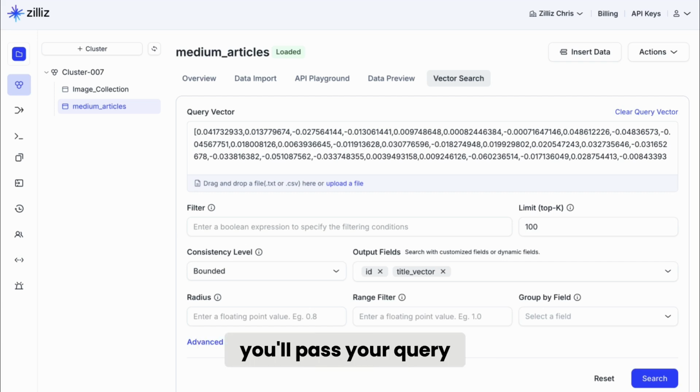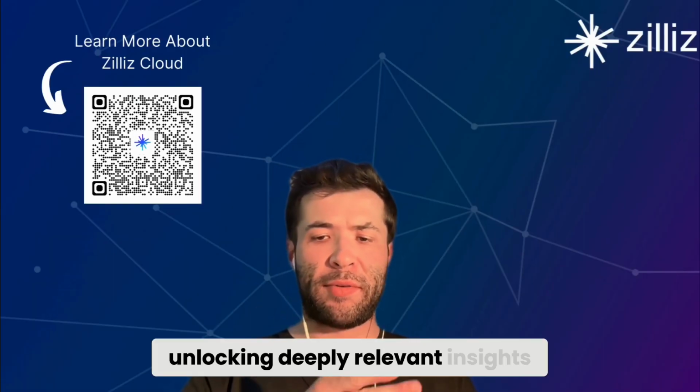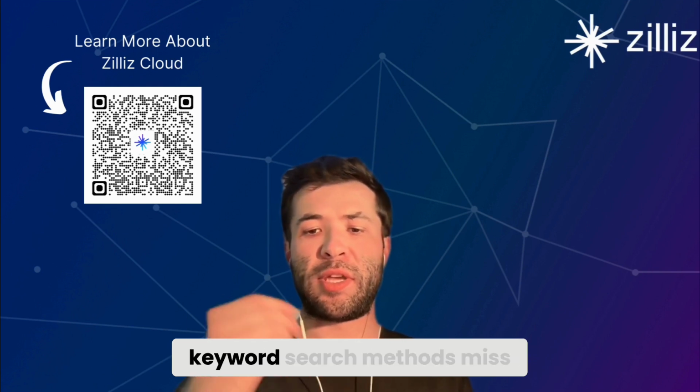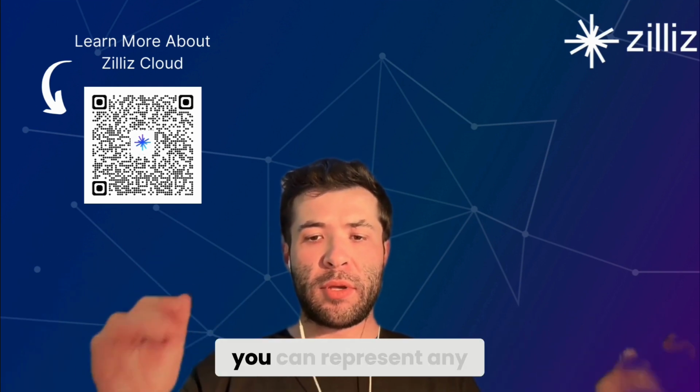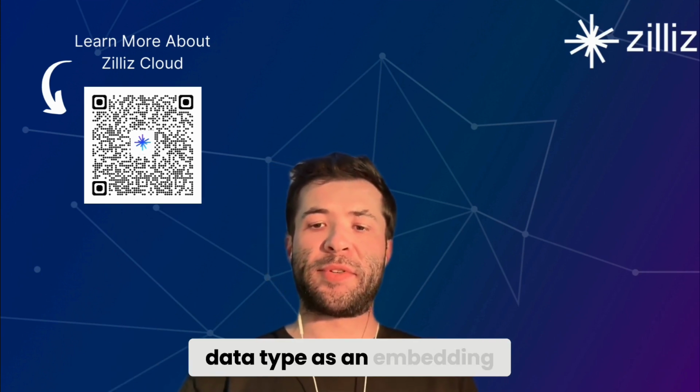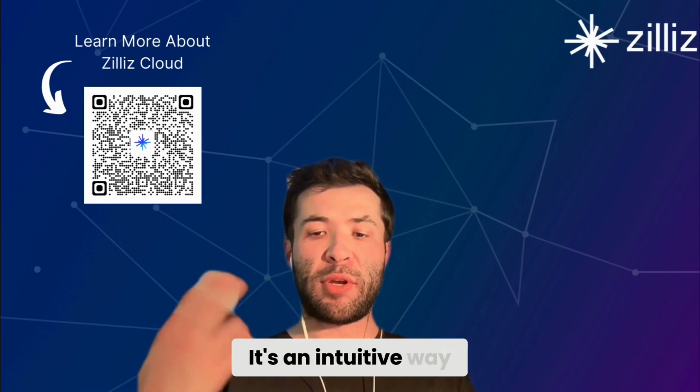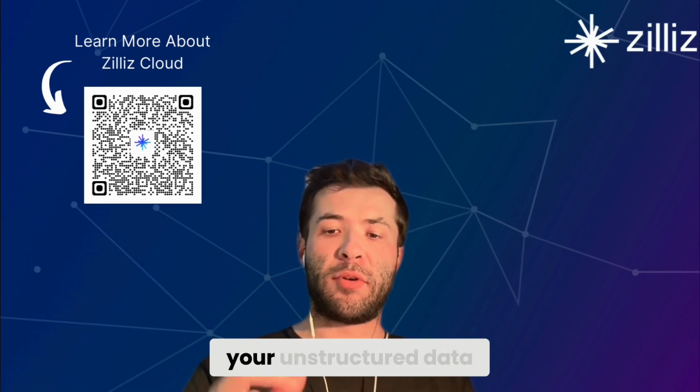First, you'll pass your query through the same model that generated your initial embeddings. Then, Zilliz does a search in the vector space, unlocking deeply relevant insights and connections that traditional keyword search methods miss. Remember, you can represent any data type as an embedding. It's an intuitive way to uncover insight behind your unstructured data.